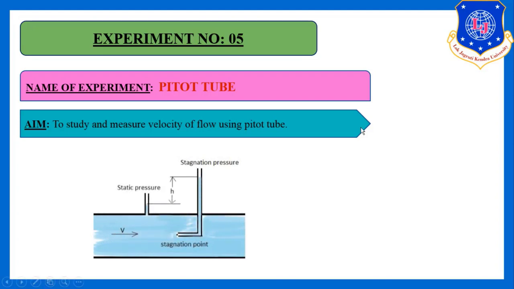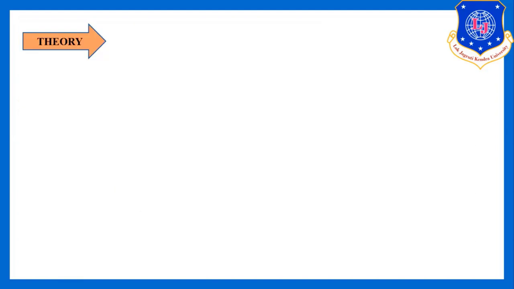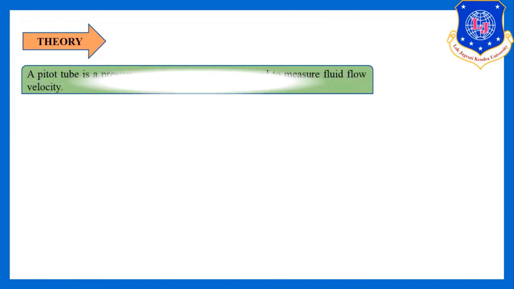See, this is the basic figure of a Pitot tube. This tube is the Pitot tube. When the flow comes from this side with a particular velocity, there is a change in pressure at this point. The pressure measured in this tube is known as the stagnation pressure, and here the pressure measured is known as the static pressure. Right? Now let's see some theory about the Pitot tube.